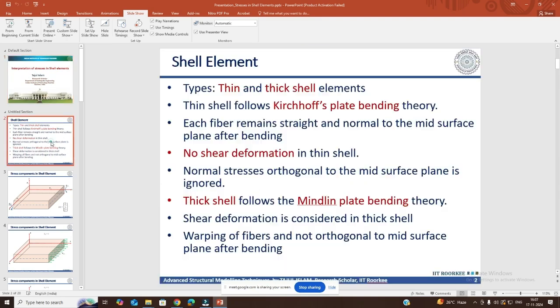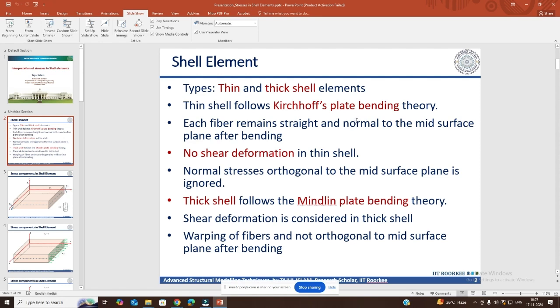So just quickly, definitions of shell elements. This is just a brief discussion. So when you start using software, you might be coming across these definitions: thick and thin shell elements, irrespective of whatever kind of software you are familiar with. So when you talk about thick shell elements, this actually follows Kirchhoff's plate bending theory.